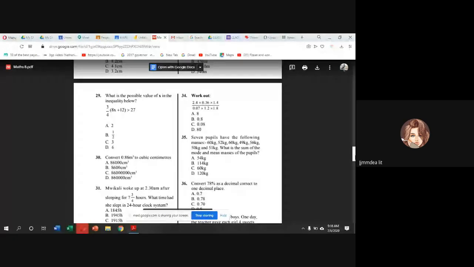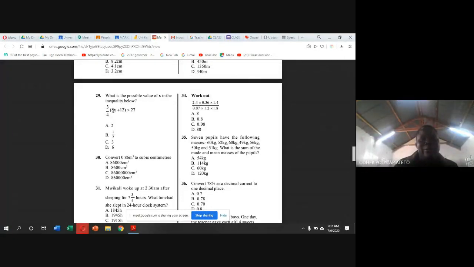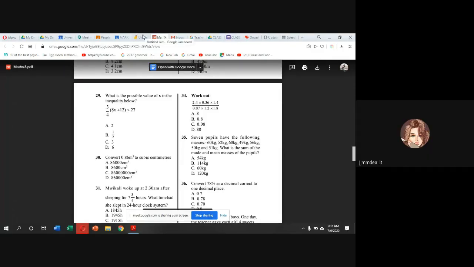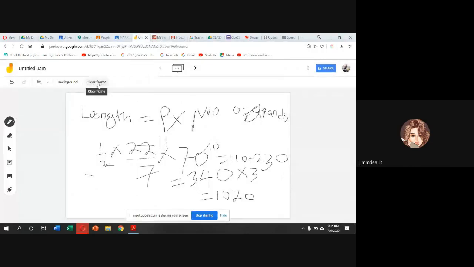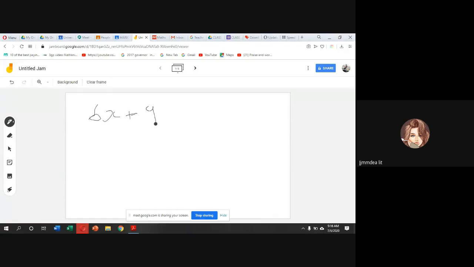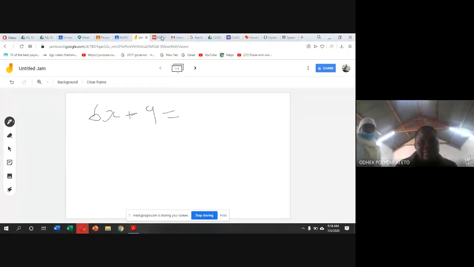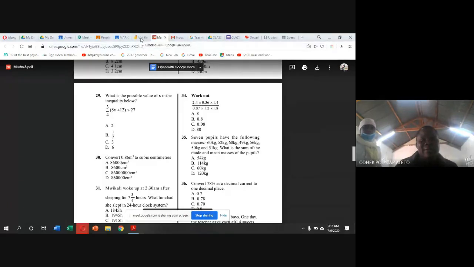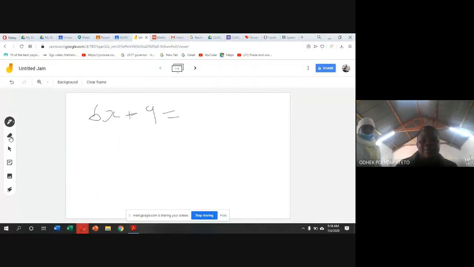I open the bracket by multiplying by 3/4. So we open the bracket. What do you get from the bracket? Just 6x plus 9. So 6x plus 9 what? Oh no, it's not an equal sign. It is an inequality. So we have to do away with that. So it is equivalent to 27.